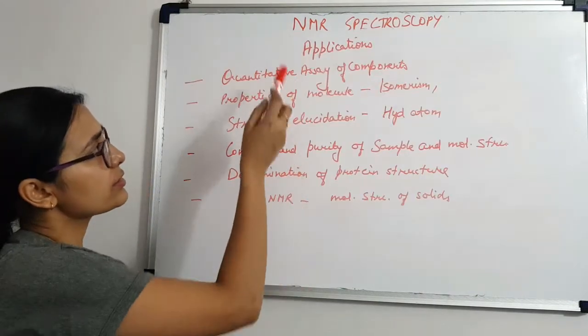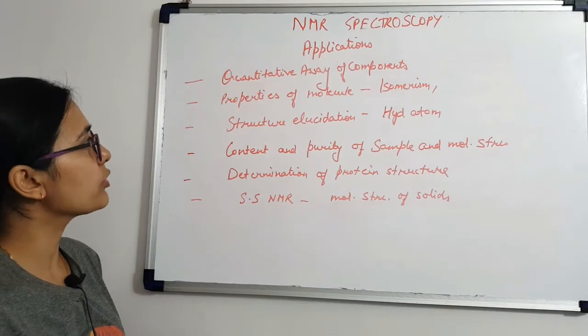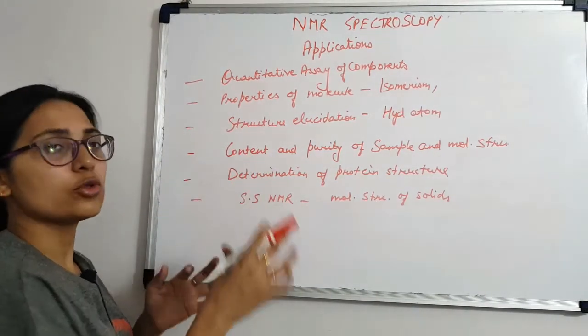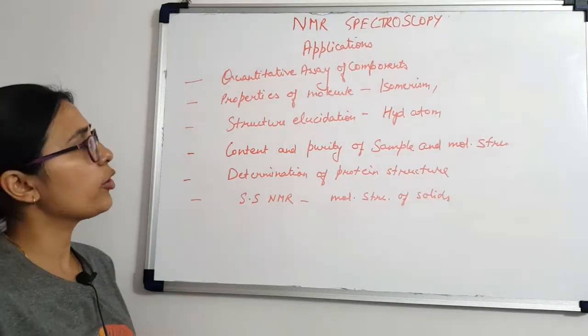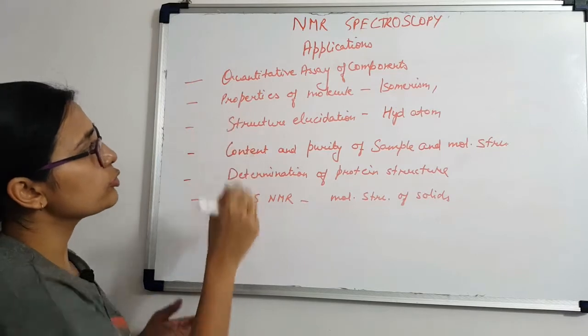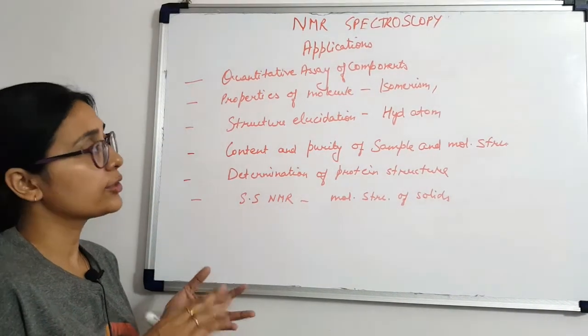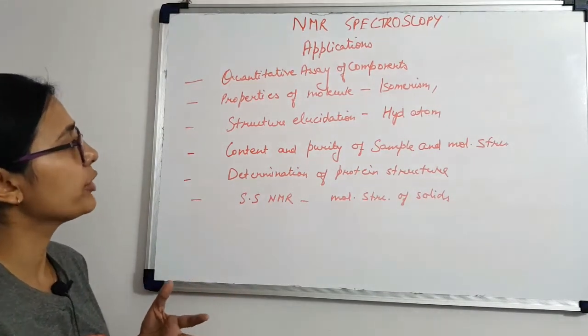Now next, let's discuss some of the applications of NMR spectroscopy. NMR spectroscopy can be used for quantitative assay of one or more components of a sample. It can be used to determine the percentage of hydrogen atoms and the chain length of a polymer. Next, it can be used to determine the properties of a molecule, such as isomerism, tautomerism, and different hydrogen bonding present in a molecule.